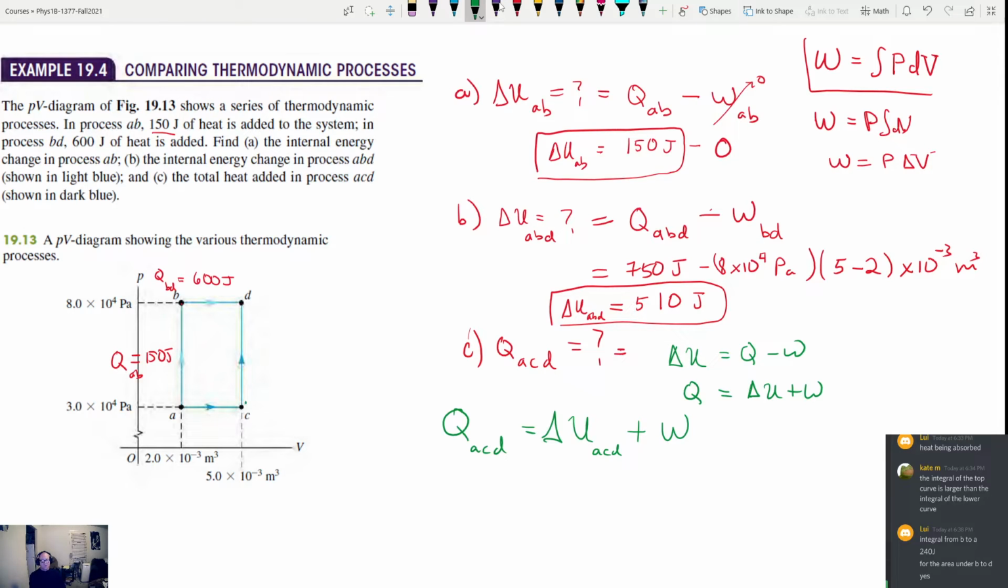And from C to D, there's no work done because it's a straight line, so we just need the work done along the line AC. What's the change in internal energy along the path A to C to D going to be?